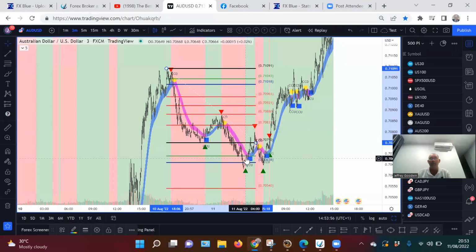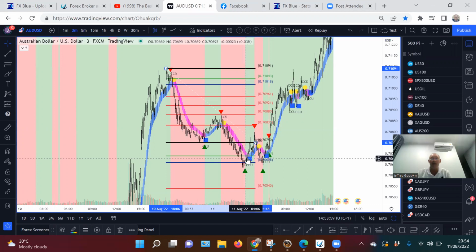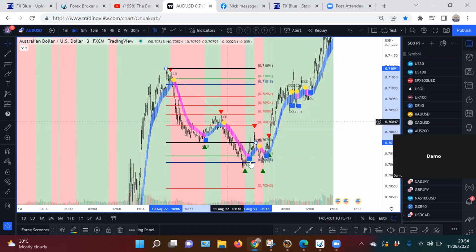So I can't see the chart, mate. It's on my phone. Okay. Well, it went for green and then it went into a buy zone, so you would just simply exit. Right, okay.